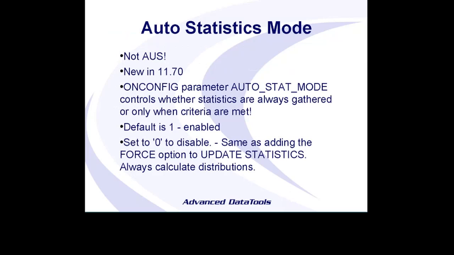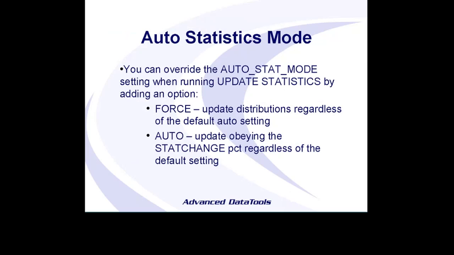Okay. You can override the auto stat mode when you're running update statistics. You can say update statistics, blah, blah, and add the force option to the end of the command, and that will force statistics and distributions to be calculated, even if the table doesn't otherwise meet the criteria. Or if you have the default set to off and you want the auto stat mode behavior, you can say update statistics, blah, blah, with the auto keyword. And that will cause update statistics to obey the criteria that are set, even if that's not the default.